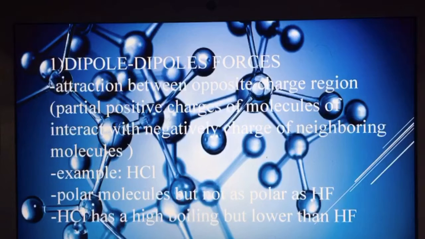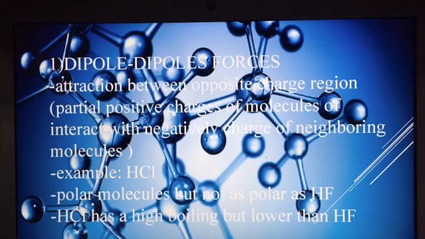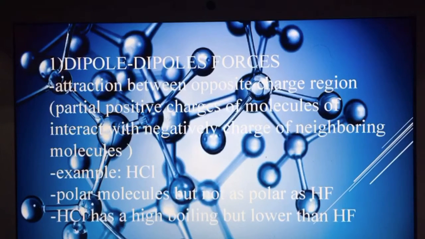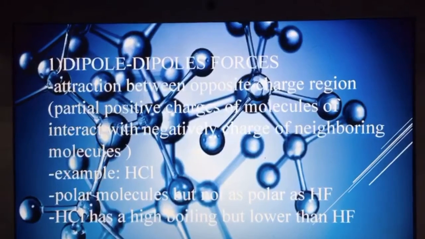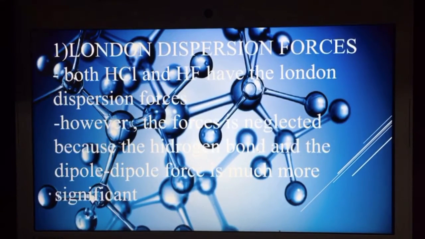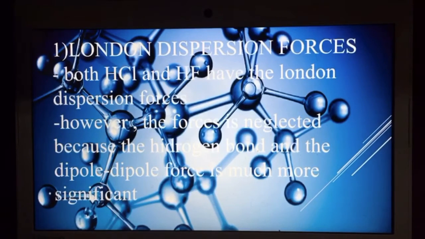Dipole-dipole force. Attraction between opposite charge regions, where the partial positive charge of a molecule interacts with the negatively charged region of neighboring molecules. Example, hydrogen chloride. Polar molecules but not as polar as hydrogen fluoride. Hydrogen chloride has a high boiling point but lower than hydrogen fluoride. London dispersion forces. Both hydrogen chloride and hydrogen fluoride have London dispersion forces. However, these forces are negligible because the hydrogen bond and the dipole-dipole force are much more significant.